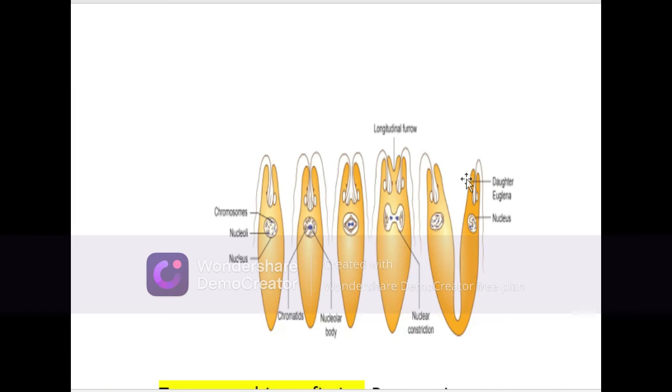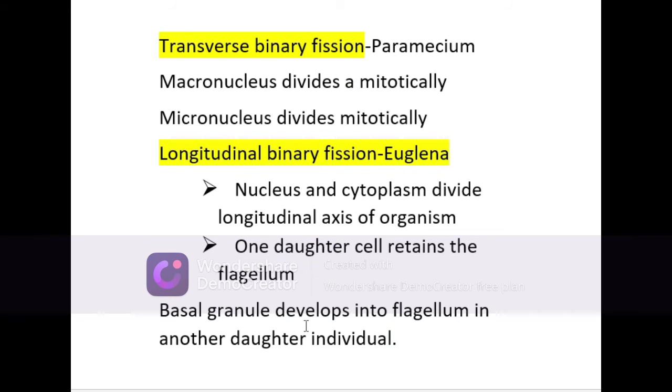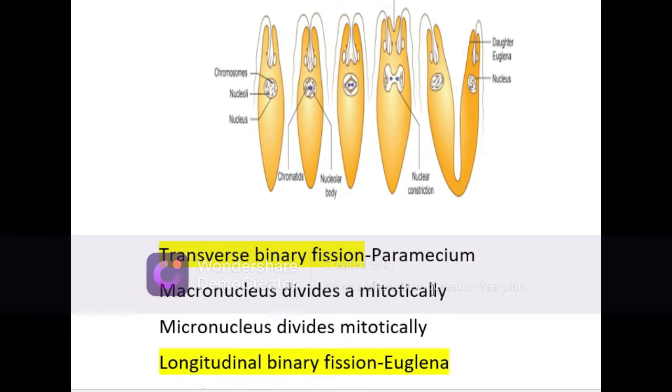Now longitudinal binary fission, it is very common in euglena. What happens in euglena is the nucleus and cytoplasm divide along the longitudinal axis of the organism. One daughter cell retains the flagellum and for the other daughter, the basal granule will give rise to the flagellum. If you see the picture, this is the euglena. Stage wise it is given. Here the flagellum is given, only one flagellum will be there in the adult. Longitudinal division takes place and for the other daughter individual, the basal granule will give rise to the flagellum. This is the longitudinal division.